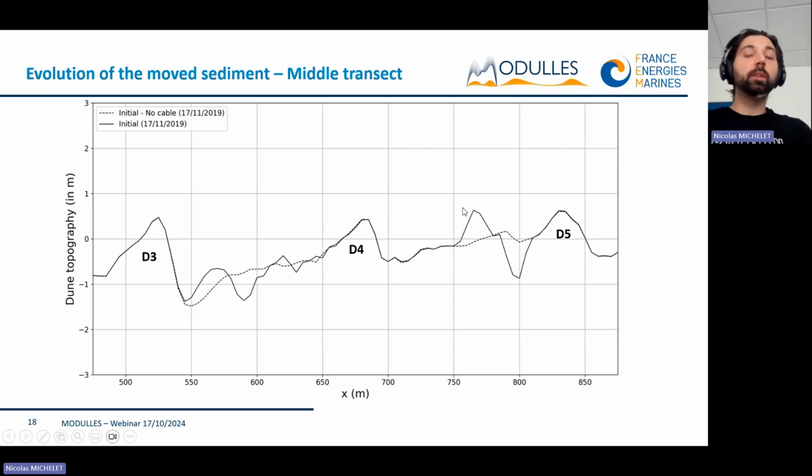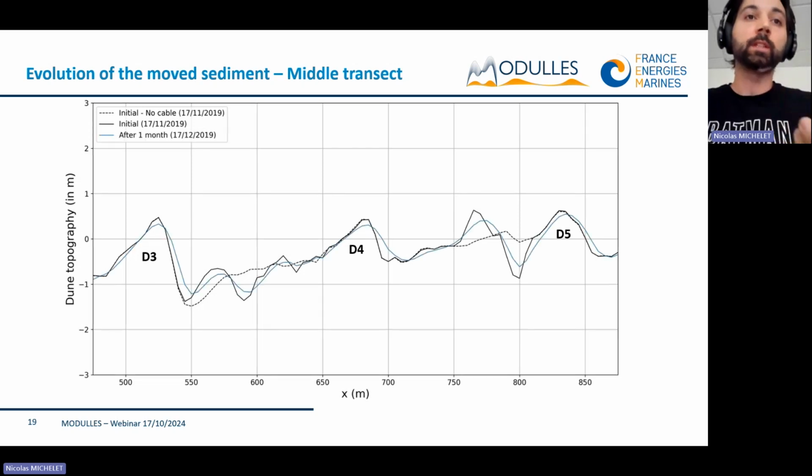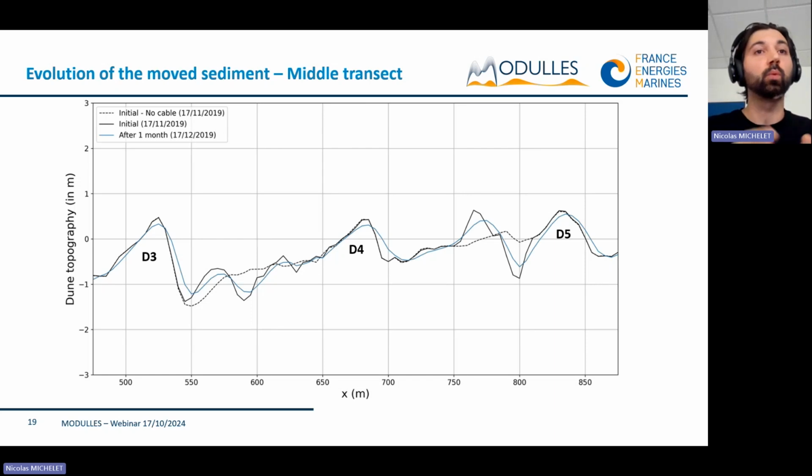So what we have estimated with our model is that the impact on the dunes is divided in 2 phases. The first phase is when the seabed adapts to the bathymetric modifications. We can see here what happened after 1 month.